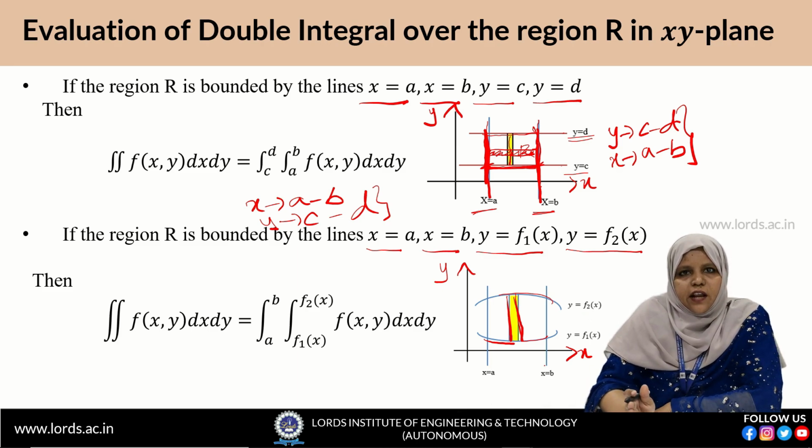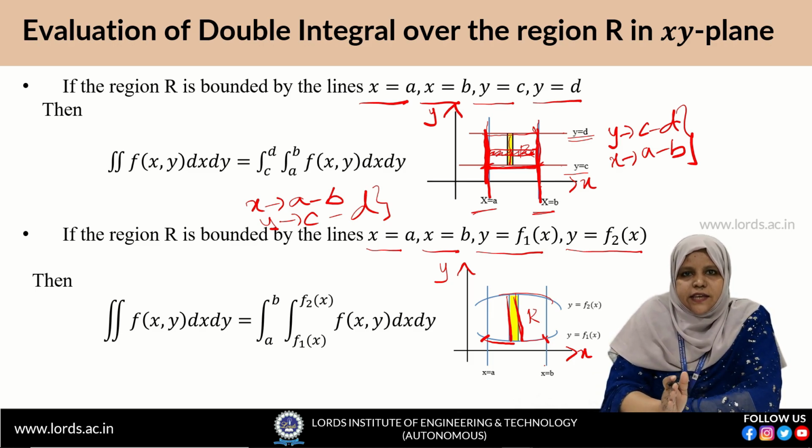And from where to where will I be moving the strip? I'll be moving the strip from x is equal to A to x is equal to B. So if I move from this end to this end, the whole region R will get covered. So by seeing the movement of the strip and by seeing the ends of the strip, we are going to write the limits of x and y.